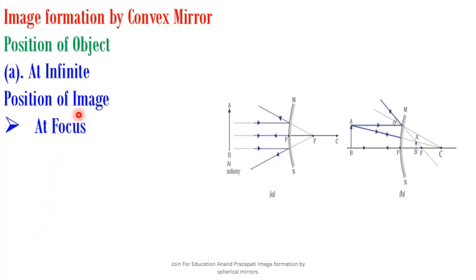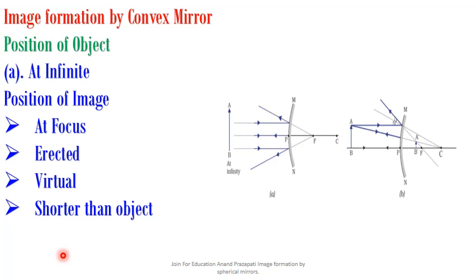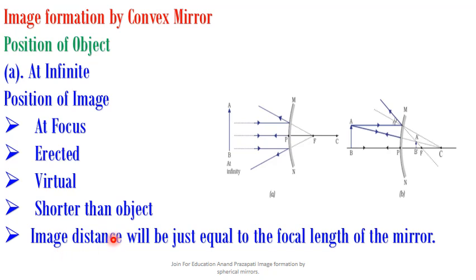So position of the image will be at focus. Nature of the image will be erect and virtual, and size of the image will be shorter than the object, and the image distance will be just equal to the focal length of the convex mirror.